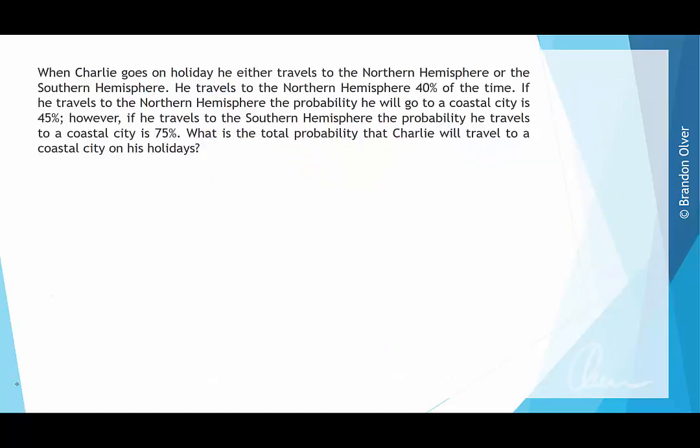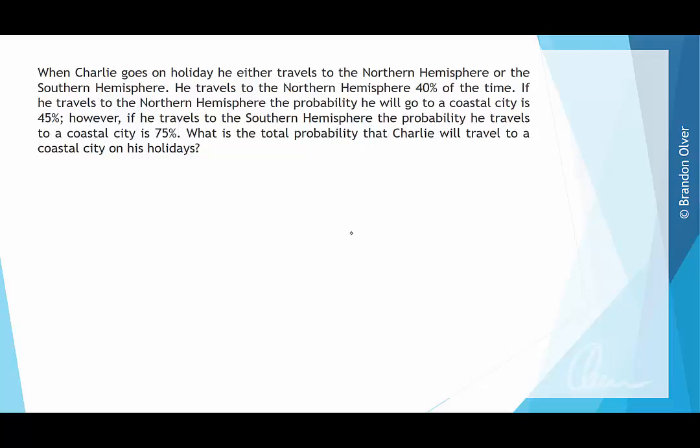So we're going to do an example now where we have Charlie going on a holiday, and when he does, he either travels to the northern hemisphere or the southern hemisphere. He travels to the northern hemisphere 40% of the time, and if he travels to the northern hemisphere, the probability he will go to a coastal city is 45%. However, if he travels to the southern hemisphere, the probability he travels to a coastal city is 75%. So as you can see, whether or not he travels to a coastal city is dependent on, or influenced by, whether he goes to the northern or southern hemisphere.